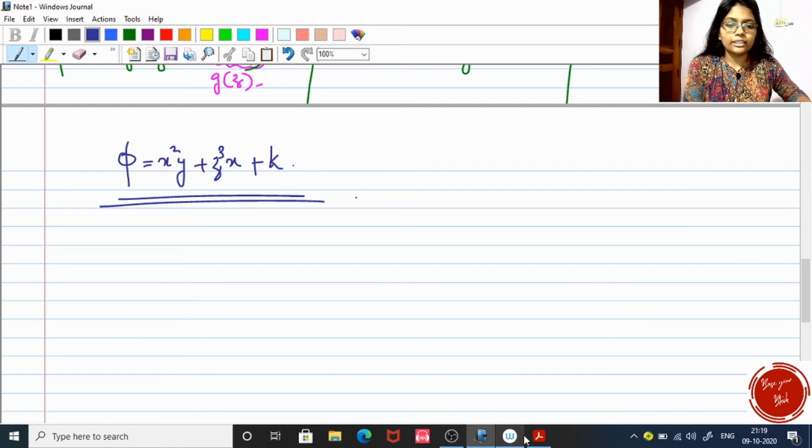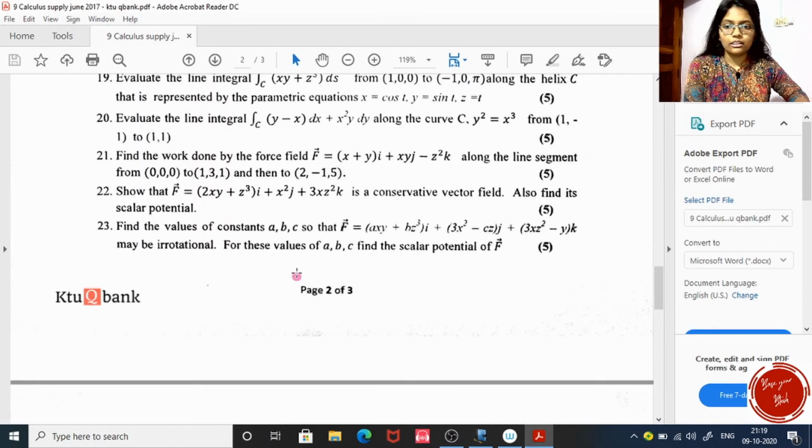So let's take the next problem. 23rd: find the values of constants a, b, c so that vector f may be irrotational, which means del cross f equal to 0. So we need to find a, b, c such that del cross f equals 0, and with those a, b, c substituted in f, find the scalar potential of f.